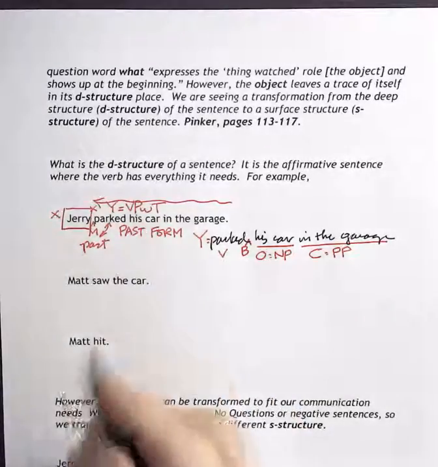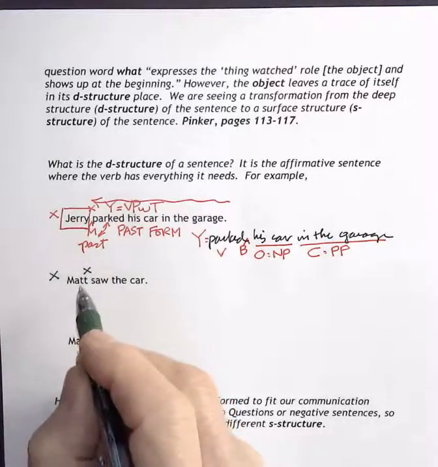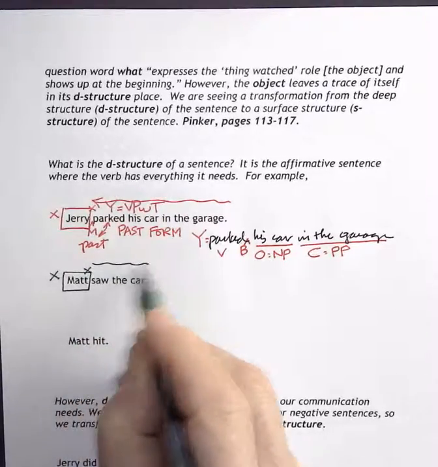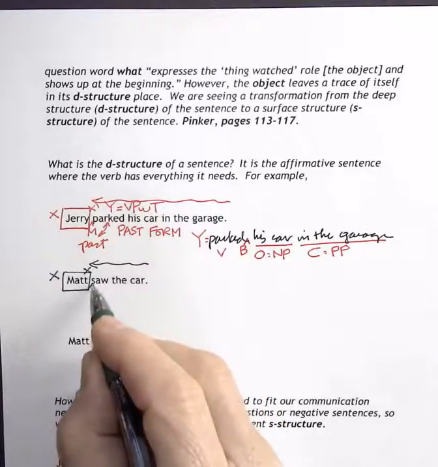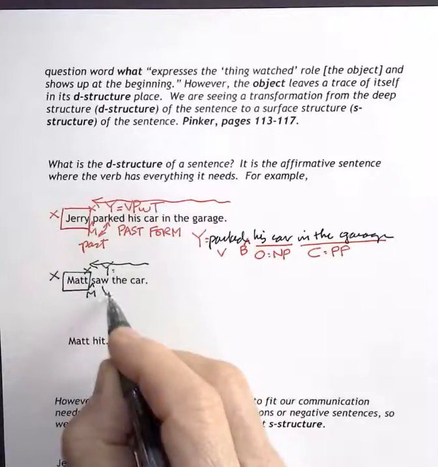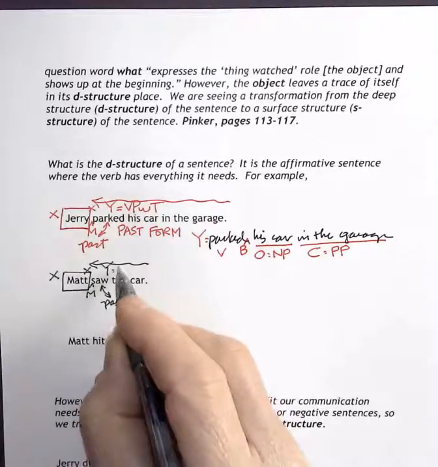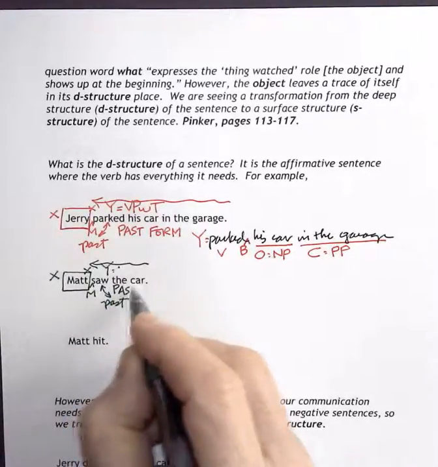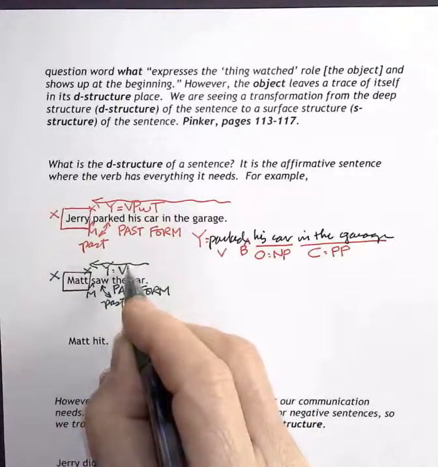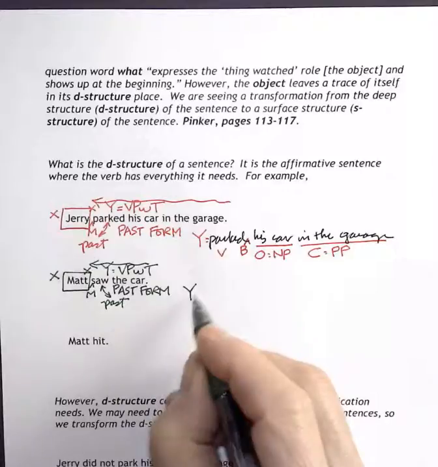Matt saw the car. X word place, subject Matt, okay, the M, the Y, and saw ties with the past. It's the past form. This Y is a verb phrase with time. Let's rewrite the Y.